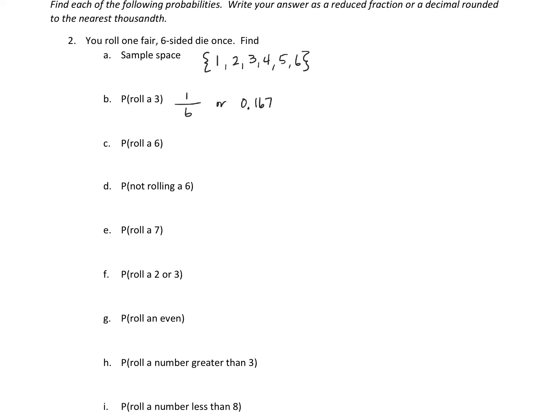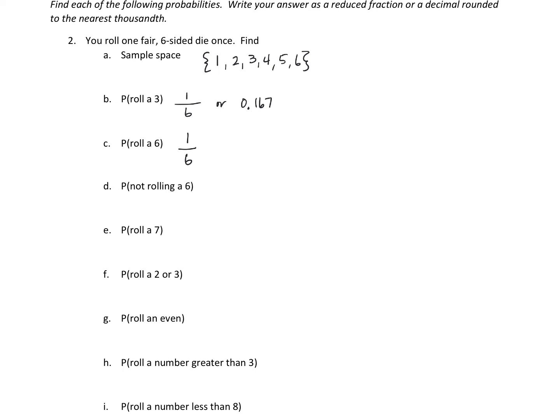Okay, I want to know the probability that you roll a 6. Well, there's only one 6, and there are 6 possible options when I roll. So the probability of rolling a 6 is the same as the probability of rolling a 3. It's 1/6. I'm just going to go ahead and use fractions for the rest of these, but know that you could put it in decimal form by just dividing.